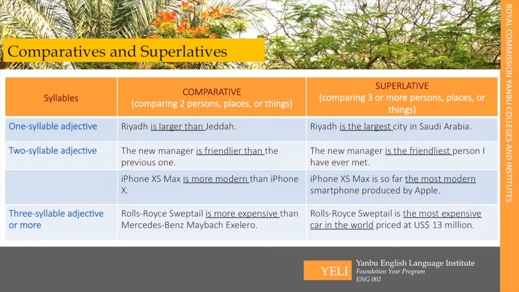For two syllable adjectives, we use either ER or more or less. And then for the superlative, we use EST or most or least. And then for adjectives of three syllables or more, we use more or least. Okay, examples are given there already.